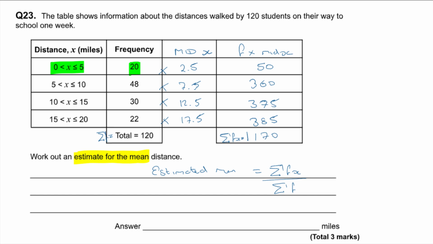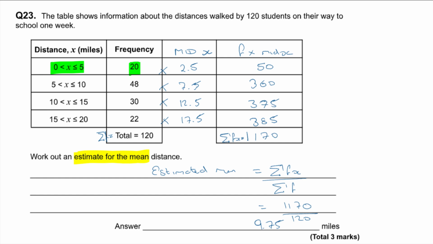So sigma f is equal to 120. So that's 1170 divided by 120. So what's that then? 1170 divided by 120. That comes to 9.75. 9.75 miles. Now, before you move off, just think, is my answer sensible?